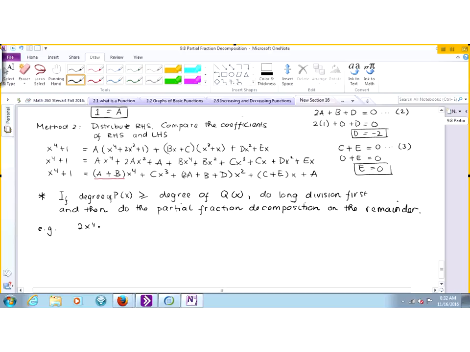So for example, if you have something like this, 2x to the 4th plus 4x cubed minus 2x squared plus x plus 7 divided by x cubed plus 2x squared minus x minus 2, we need to do long division first.